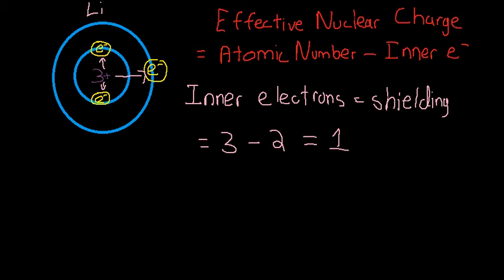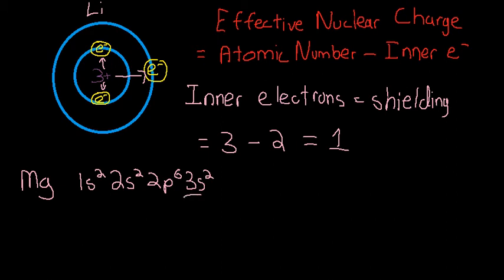If we were to do another atom, let's say something a little bit more complicated, we'll go with magnesium. Magnesium has an atomic number of 12. If we go through the electron configuration, it would be 1s2, 2s2, 2p6, and then 3s2 would complete its electron configuration. So the number of valence electrons is equal to the number of electrons that have the same number as the largest n value. In the case of magnesium, the largest n value you see in the electron configuration is 3.